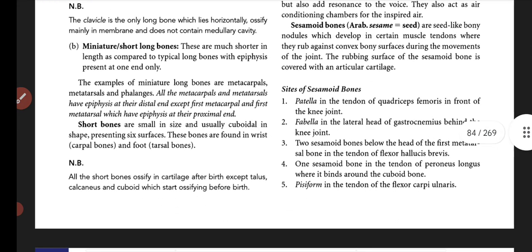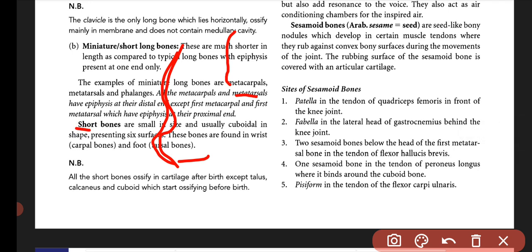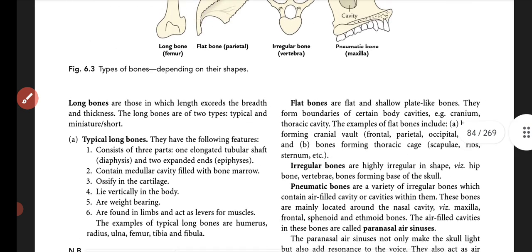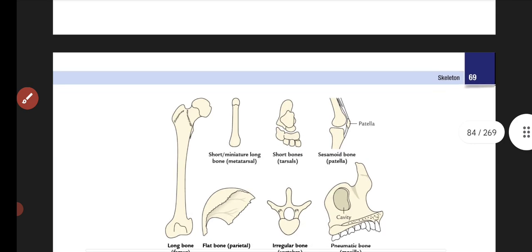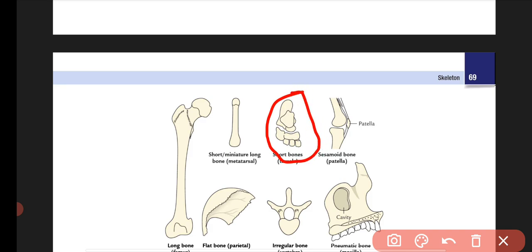Now the short bones. Short bones are small in size and usually cuboidal in shape. They are usually cuboidal or spherical, representing six surfaces. These bones are found in the wrist, such as the carpal bones, and in the foot, known as the tarsal bones. See, this is the tarsal bone, an example of the short bones. In the hand or wrist, we find the carpal bones.